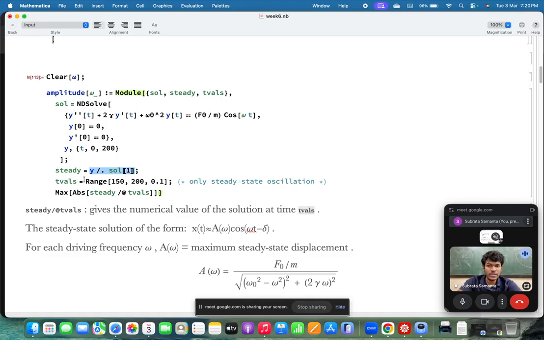So let's say 150, 150.1, 150.2, 150.3. In this way, you can calculate at all points. You calculate the values of y, basically the amplitude. And then you calculate the maximum of the absolute values of the amplitudes, right.